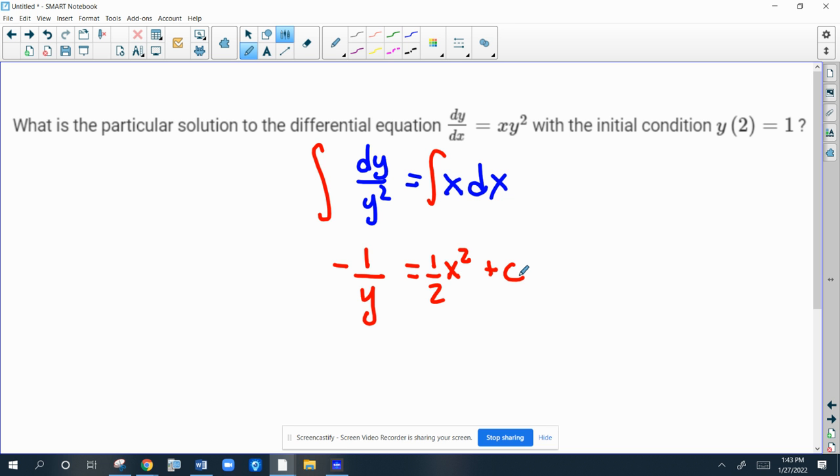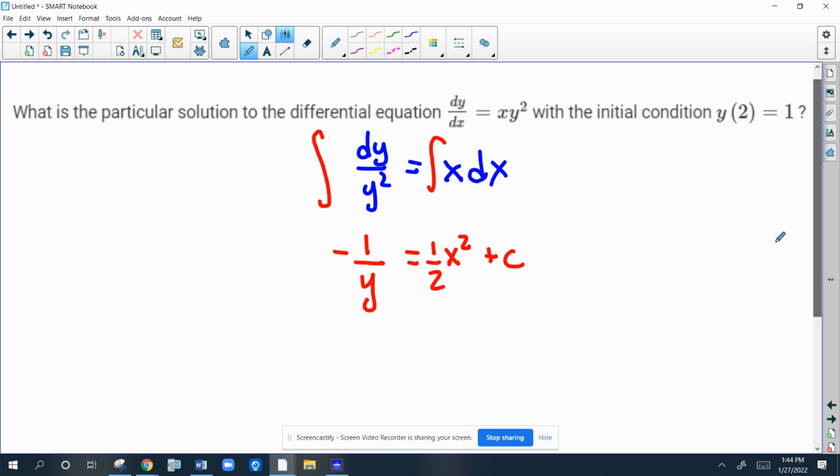Now, normally when you see these on an AP exam, they're going to say you need to put it in terms of y equals. So you can solve for c at any point you want. I guess I'll do it right now. So this initial condition is y of x equals 1. So y equals 1 when x equals 2.